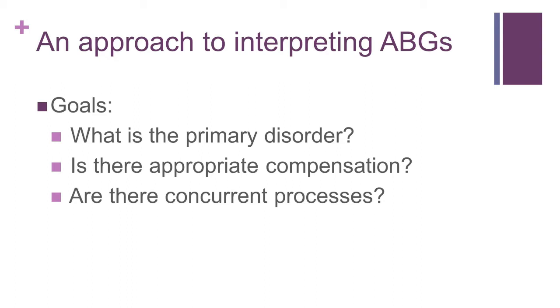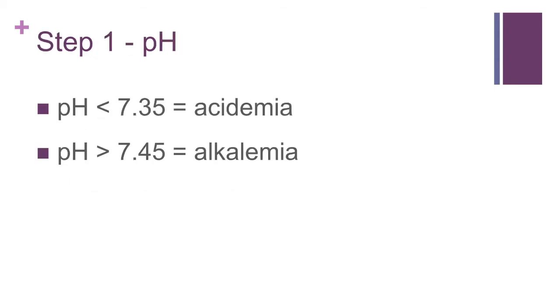Everybody develops their own method, but what follows is an example of a systematic approach to analyzing ABG results. Step 1 is to assess the pH and decide if there is an acidemia or an alkalemia. A pH less than 7.35 is considered acidemic. A pH greater than 7.45 is considered alkalemic. The patient's primary disorder will determine the pH.